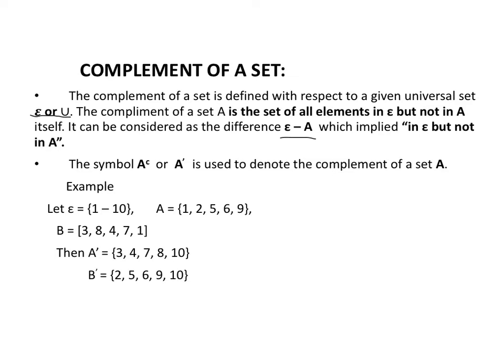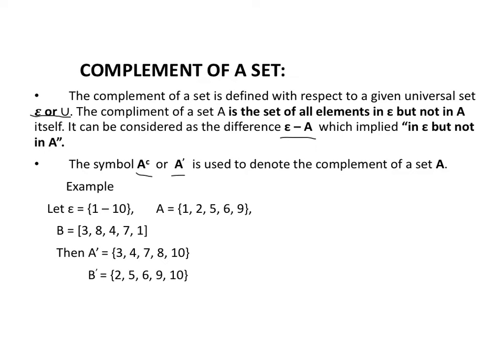We are assuming that A is the set you are dealing with, while this E is the universal set that contains all the elements that are in consideration in a given problem, as we've defined it before. So the difference E minus A are all the elements in the universal, but not in A. The symbol A^C or A prime, that is A hyphen, is used to denote the complement of a set A.